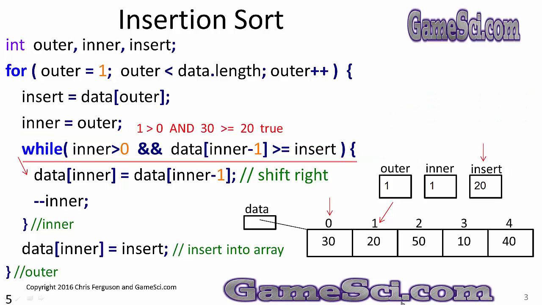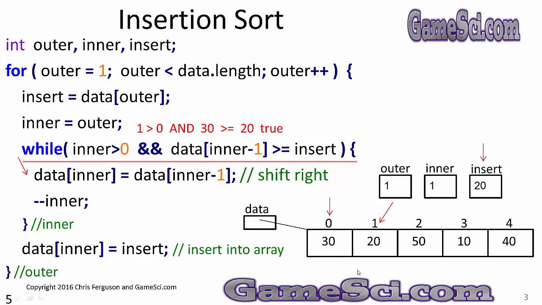Here's a while loop. Inner greater than 0, 1 greater than 0. That's a true statement. And this is the and symbol right here. And 30 is greater than or equal to 20. Data of inner minus 1, that 30 right there, is greater than our insert value of 20. Anybody that's larger than our insert value needs to be shifted over.